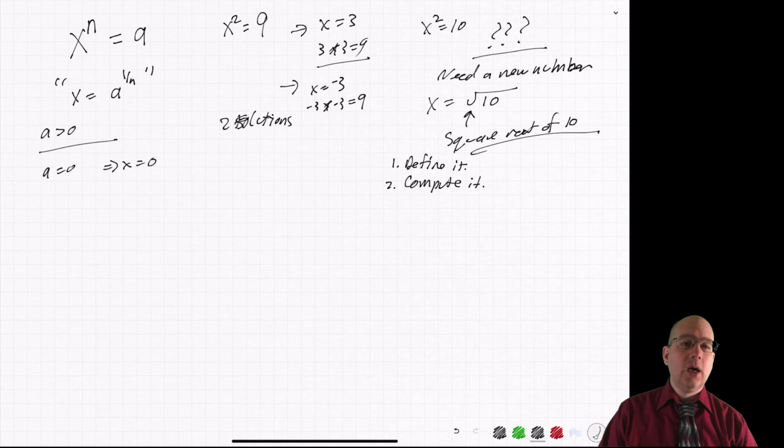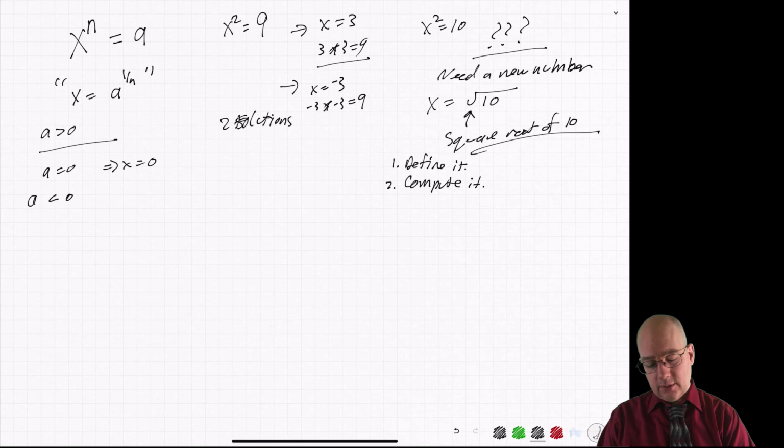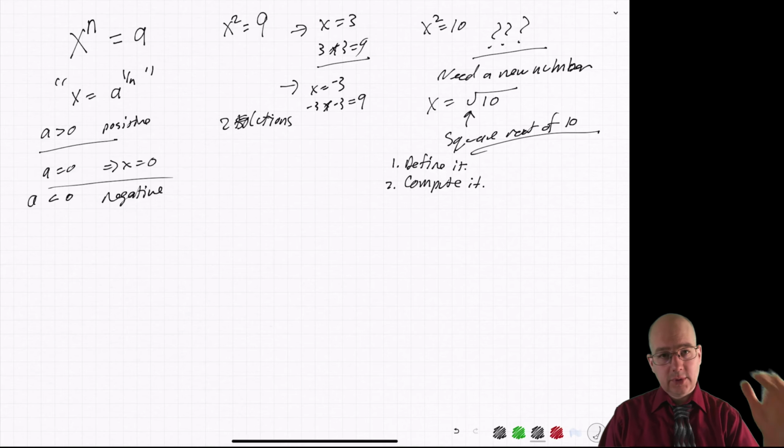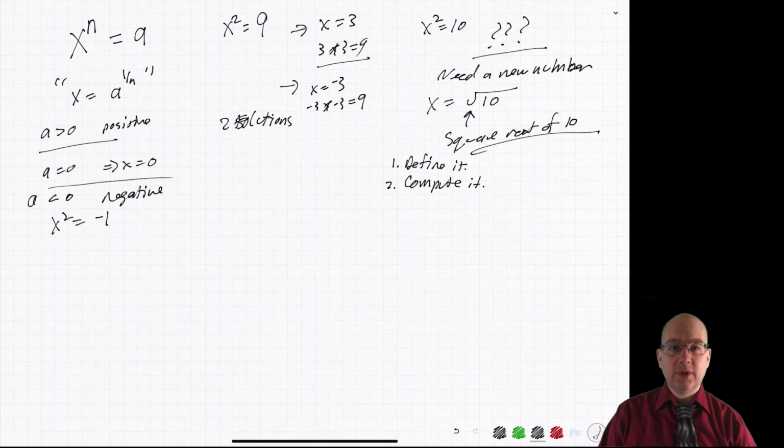That's easy. 0 squared is 0. Nothing else times itself will ever be 0. Good to go. And so now you have a less than 0. This is positive, and this is negative. Right? So negative numbers. So x squared equals, just a random thing here, minus 1. Now, if you multiply any integer, any rational number, times itself, you will get a positive number. Minus times a minus is a plus.